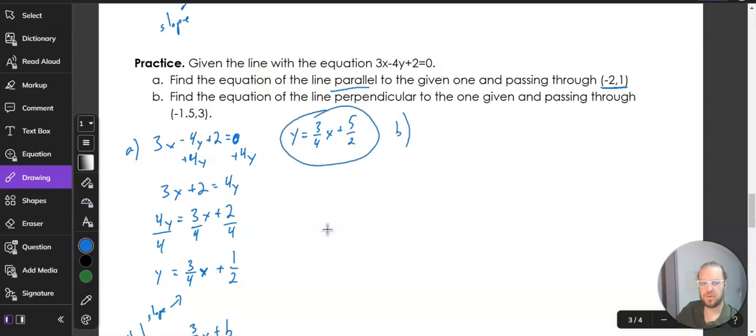Then we're going to tackle B. So for B, we're looking for an equation of a line that is perpendicular and passing through this other point here. So again, if our slope was 3/4, then the slope of the perpendicular line is going to be -4/3. We flip that fraction over and make it negative. So we're going to start out with that: y = -4/3 x + b. Then we're going to plug in that point. So y is actually 3.